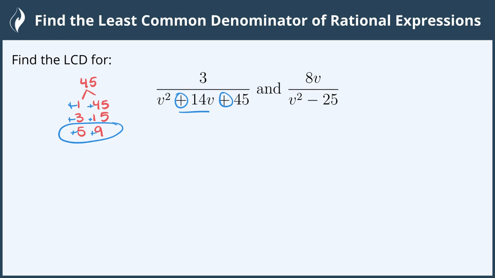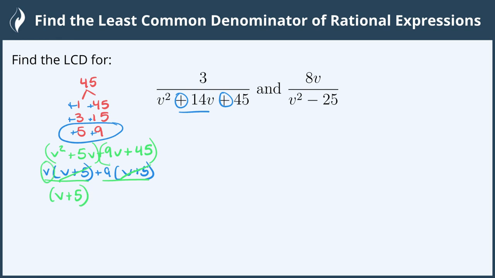So let's go ahead and replace that. So we have v squared plus 5v plus 9v plus 45. And we'll group the first two and the second two, giving us a greatest common factor of the first one of v. So we have v plus 5. And the greatest common factor of the second two is 9. So we're left with v plus 5. And then between these two terms, the greatest common factor is v plus 5. So we have v plus 5, and we're left with v plus 9. So our denominator for the first one is v plus 5 and v plus 9.